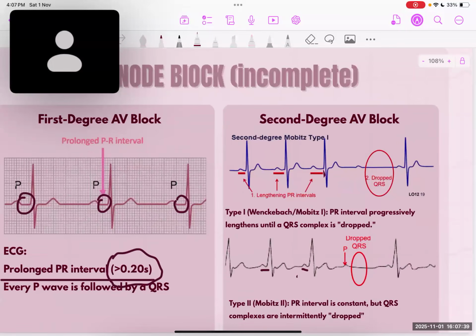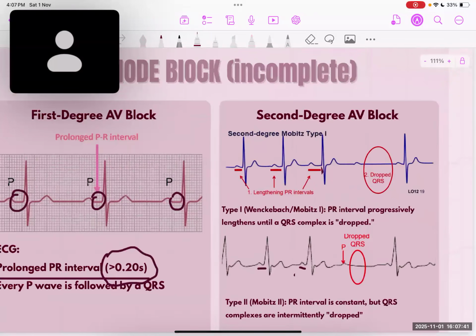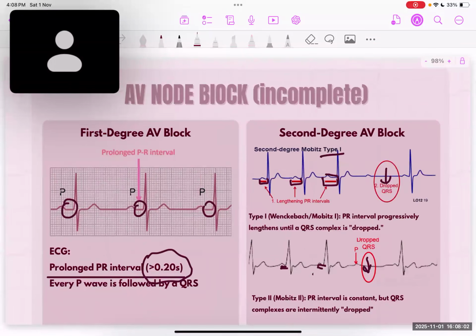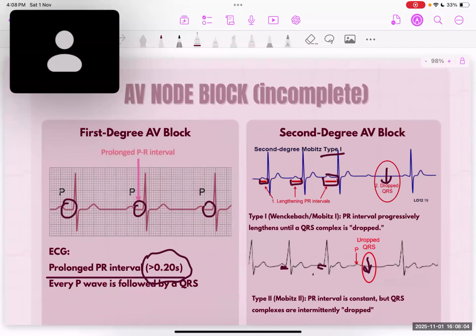Okay, so we're on second degree. And we're going to talk about type 1 and type 2. So we're going to focus on the PR intervals. For type 1, you're going to see this segment before the QRS get longer. And for type 2, it's going to stay the same. It's consistent, it's not changing. But both of them are going to have a dropped QRS later. So the difference between type 1 and type 2 is that the PR interval is lengthening for the first one, and for the second one, it's constant.